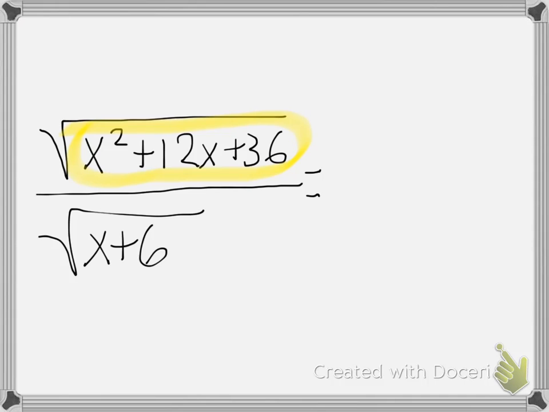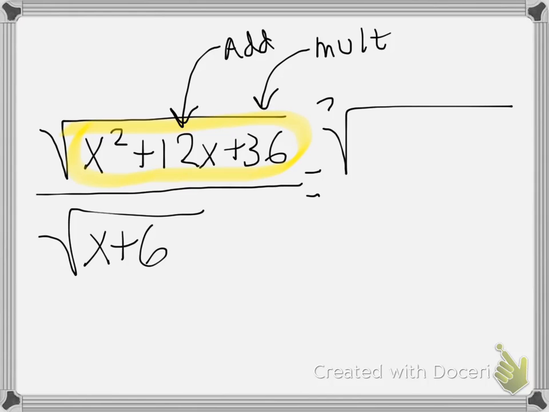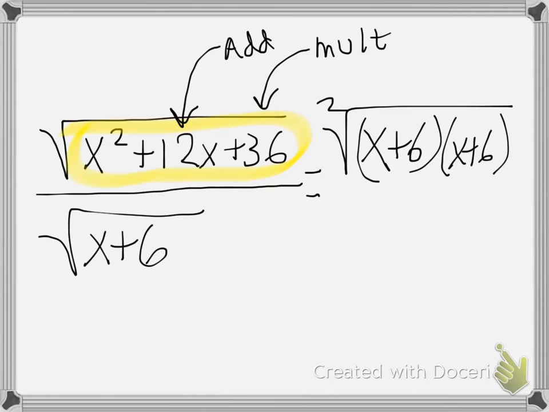If I want to factor that, I know that it has to be something that adds to 12 and multiplies to 36. So that must be 6. So I can take this, I'm going to put a 2 up there, and I know this is x plus 6 times another x plus 6, and I still have the square root of x plus 6 on the bottom.